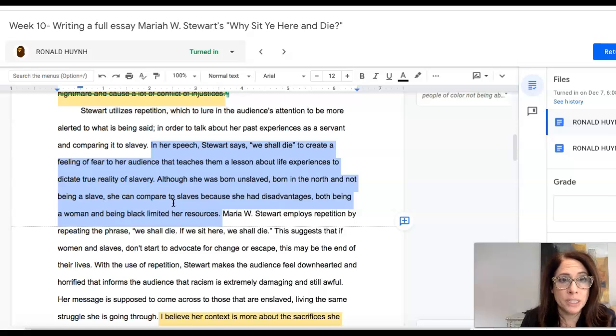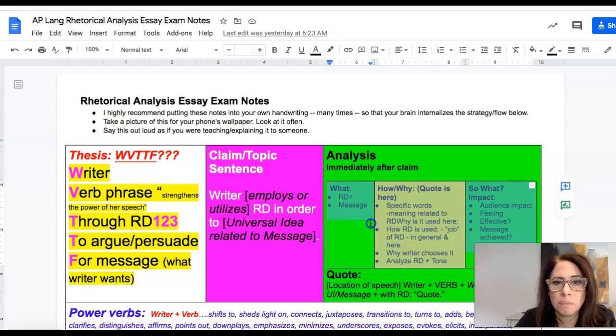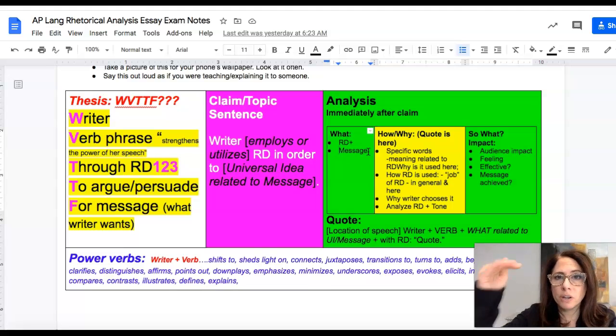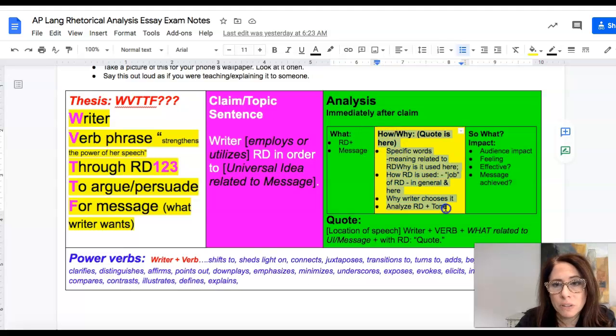Right away, we just want to know what is the RD. So again, go back to this right here. What is the RD and how does that relate to the message? You would need to revise your message in your thesis. So that's going to trickle down and you're going to have to revise it in your bodies. Answer these questions and these questions, and that's it for analysis.